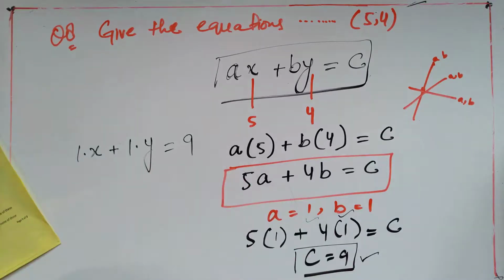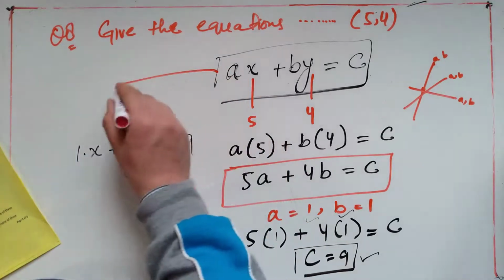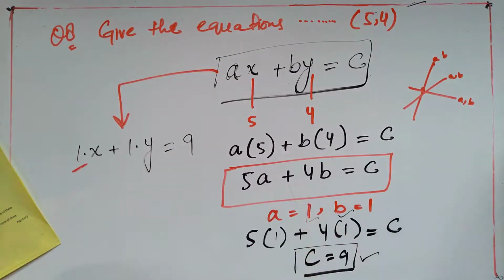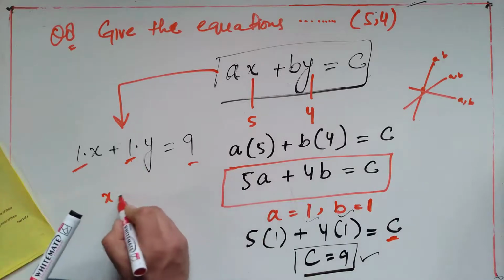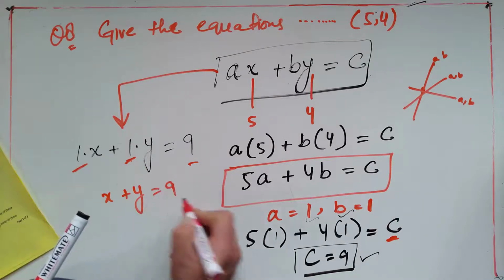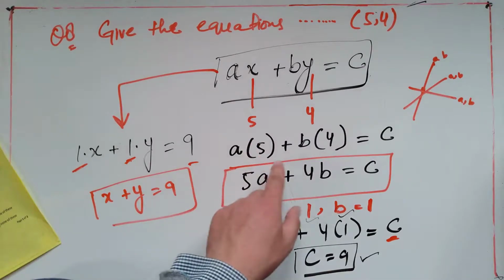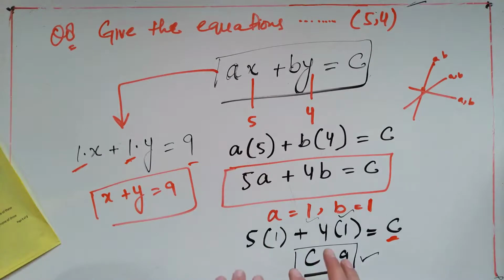So you see what I have done? I have taken the general form and instead of a, I substituted 1. Instead of b, I substituted 1. Instead of c, I substituted 9. So this gives x plus y equals 9. So this is one such equation that passes through (5, 4). So this is how you do this.